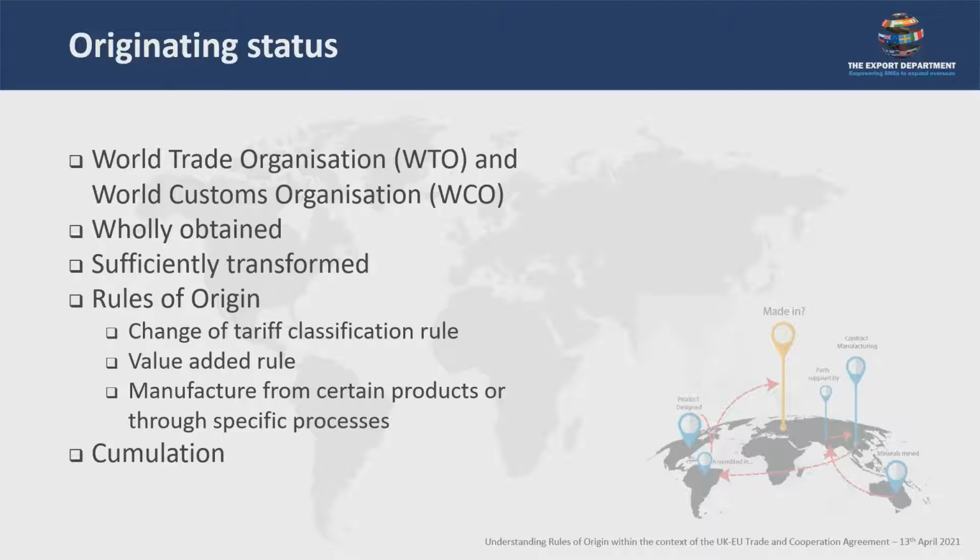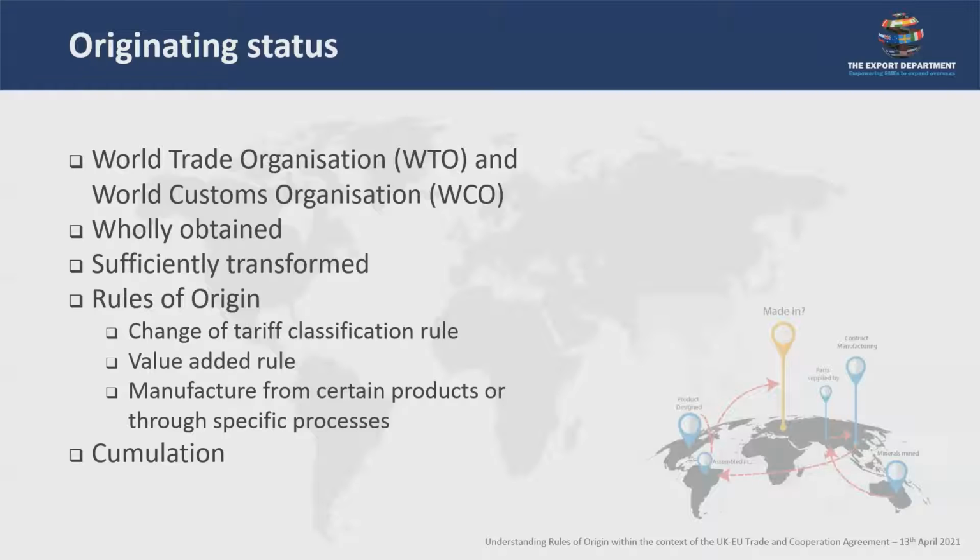So one would be wholly obtained. So that's where goods occur naturally, or goods that are made entirely from things that occur naturally. So I often say, animals that were born and raised in the UK would be of UK origin. Crops that had been sown and harvested in the UK would be of UK origin. You see where I'm going with that.